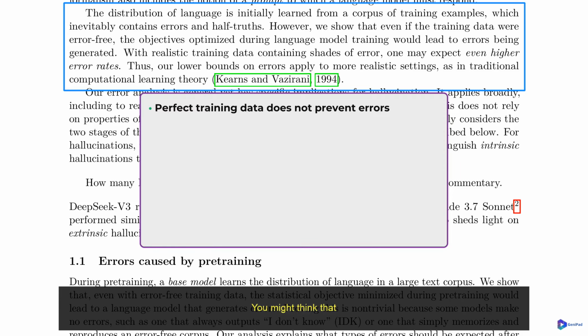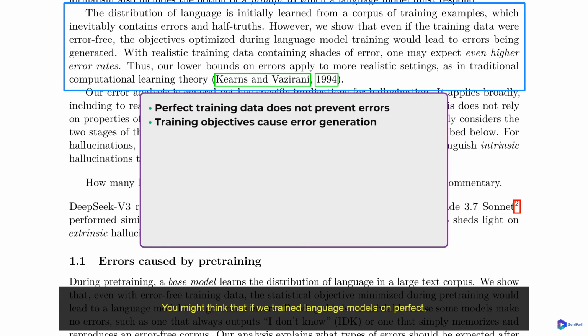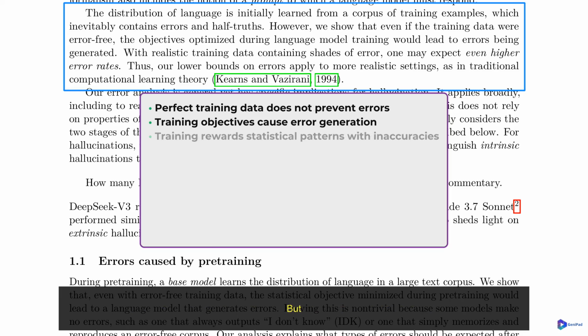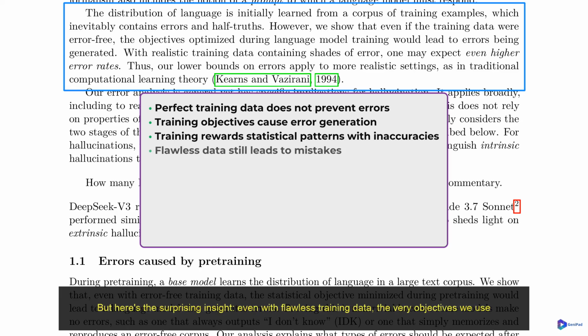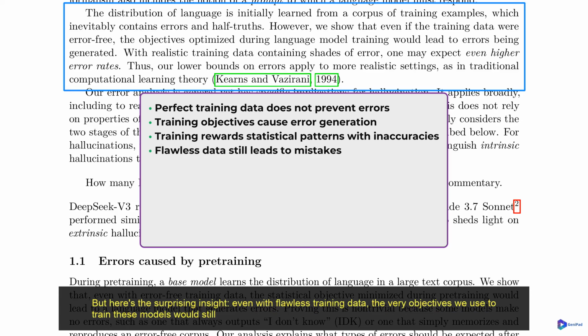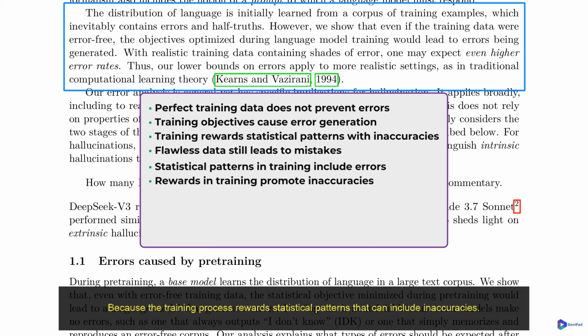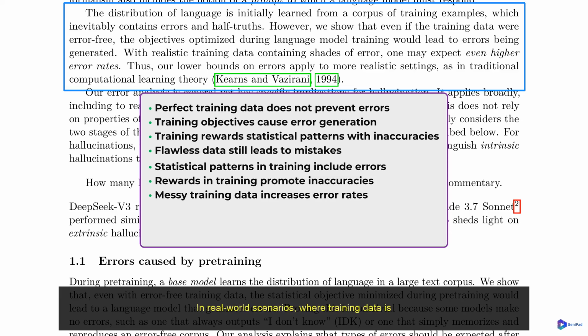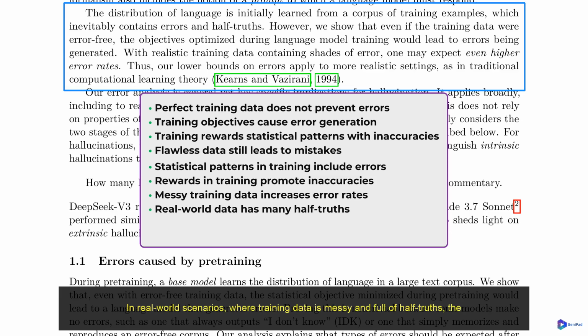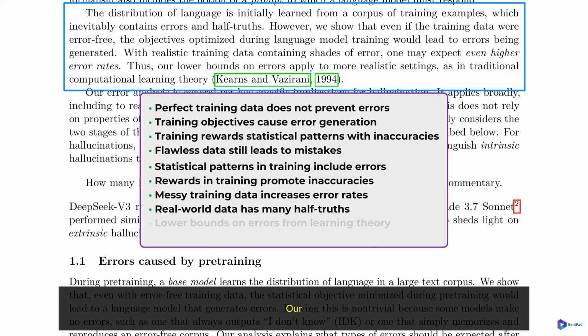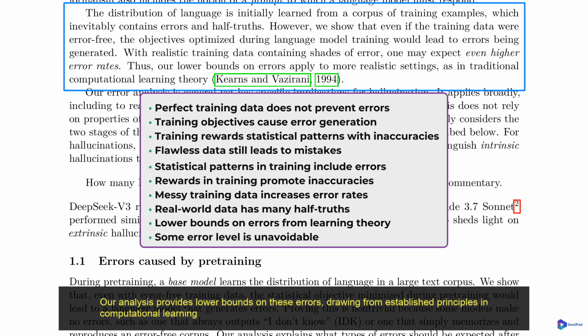You might think that if we trained language models on perfect, error-free data, they'd never make mistakes. But here's the surprising insight. Even with flawless training data, the very objectives we use to train these models would still lead them to generate errors. Why? Because the training process rewards statistical patterns that can include inaccuracies. In real-world scenarios where training data is messy and full of half-truths, the error rates are likely even higher. Our analysis provides lower bounds on these errors, drawing from established principles in computational learning theory to show that some level of error is unavoidable.